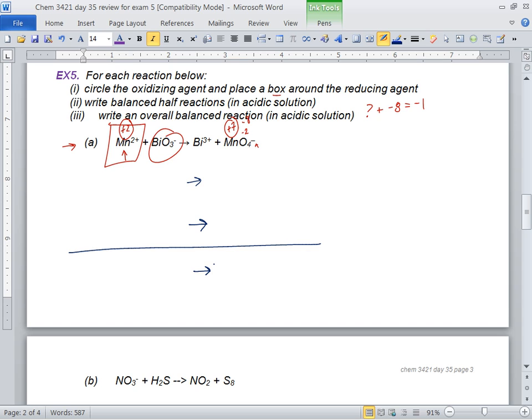So Kimberly, remember how to do this? All right. This would be the starting point for each one. Then you balance O's by adding H2O, H's by adding H+. Balance that charge by adding electrons to the most positive side.